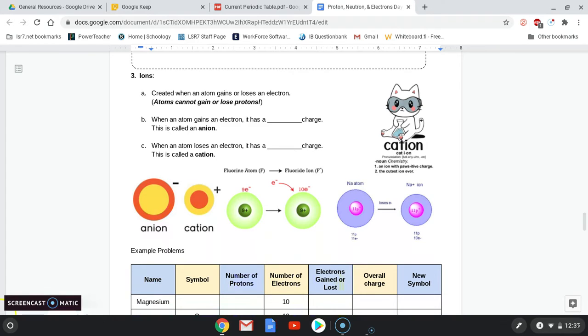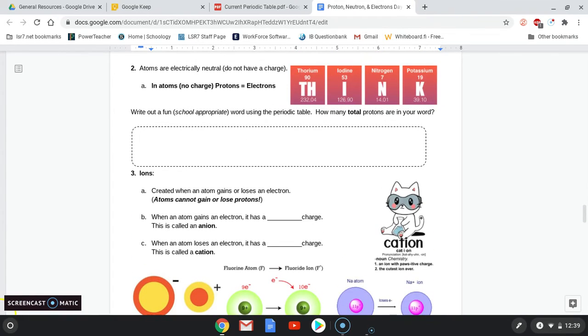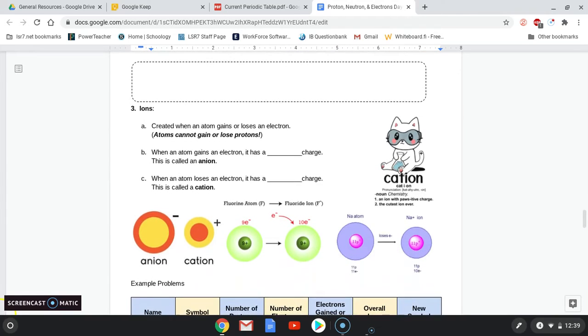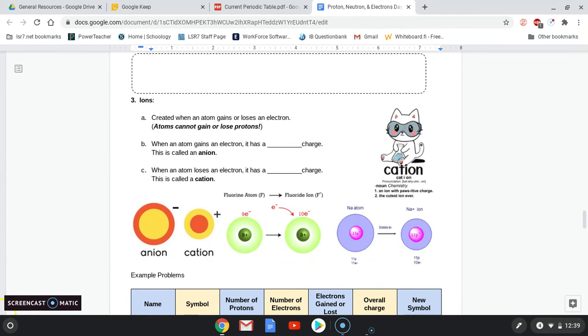Ions. So we had atoms up here, right? Atoms, no charge. They don't have charges. Now we got ions. Ions do have charges. So think about it. If your pluses and your minuses are canceling in an atom, they're not canceling in an ion. So in ions, what happens is that you have either too many electrons or not enough. But we can never change the proton. So take a look right here. It says created when an atom gains or loses an electron. Only an electron. All right, so gains or loses an electron.